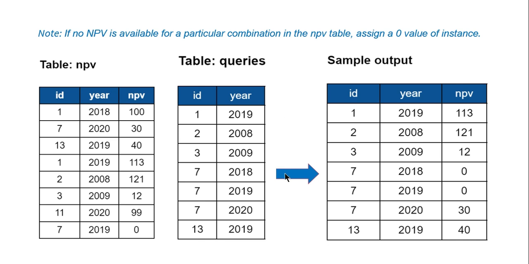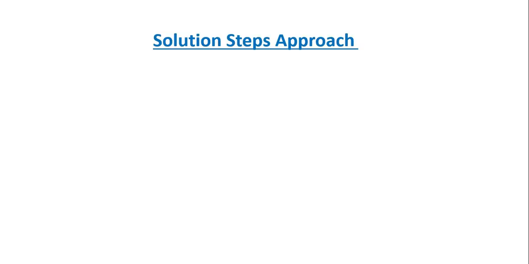Now let's go through the solution steps to see how to write a SQL query to get this expected output from these two input tables. For the very first step, we are just going to perform a left join on both the tables. This is because we want to include all the rows from the queries table even if there is no matching NPV data. So we perform a left join from the queries table to the NPV table, on the matching columns, ID and year.